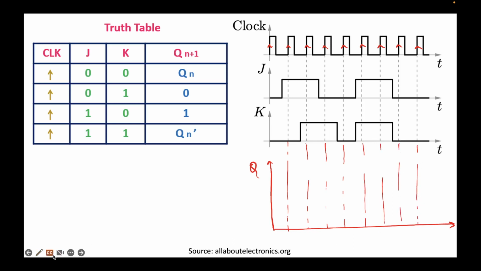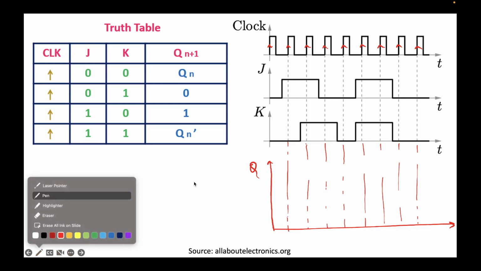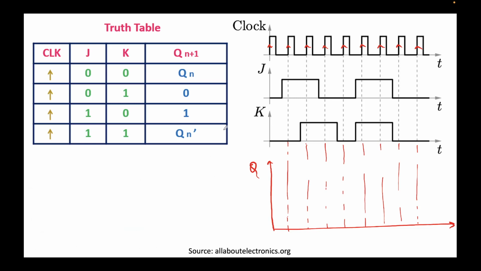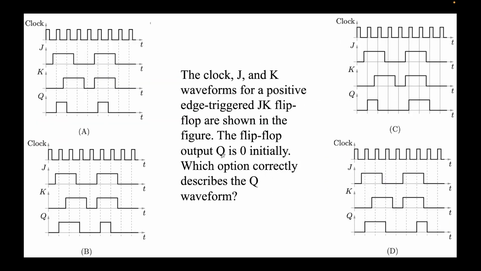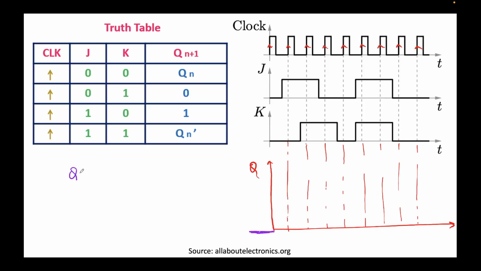Now I'll choose a different color. As we did the previous time, note that the original value was 0, that is given in the problem itself. If you remember, somewhere it was written, Q is 0 initially. So initially Q is 0, that means for t less than 0, Q is 0, which is denoted by this.